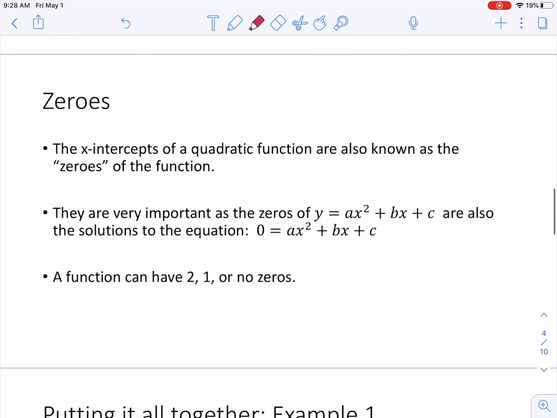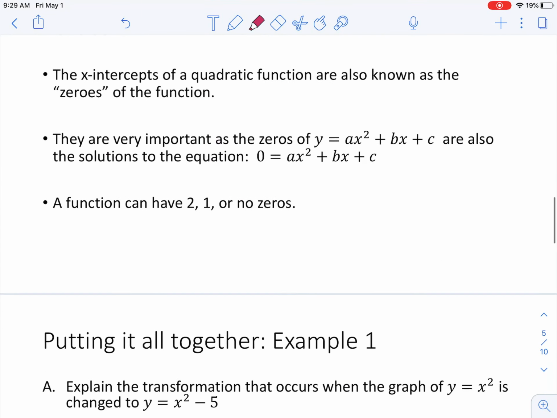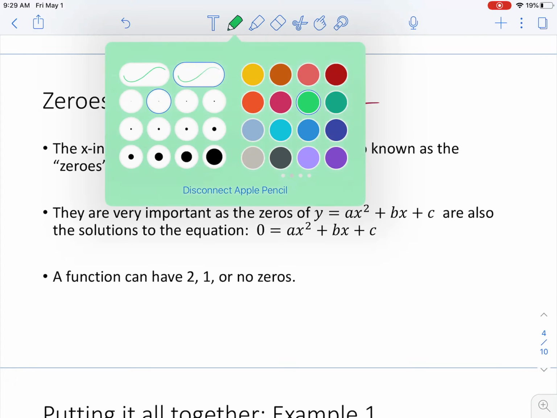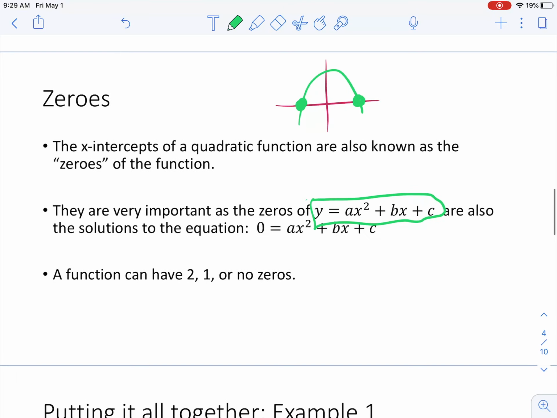So let's move on from that now that we know what A and C do, and let's talk quickly about zeros. So the x-intercepts of a quadratic function. If you don't remember, an x-intercept is where the graph hits the x-axis. The x-intercepts of a quadratic function are also known as its zeros. And that's because the zeros, or the x-intercepts of this equation, whatever A, B, and C are, are also the solutions to this equation, if A, B, and C match.